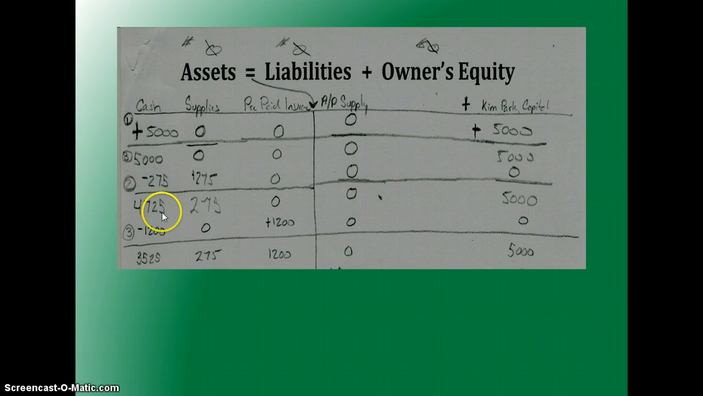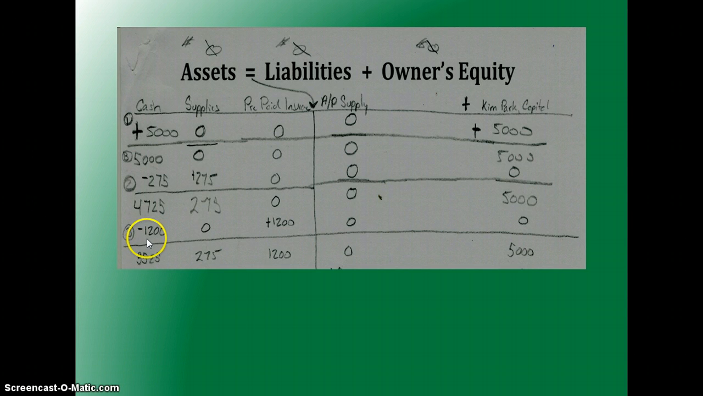Okay, let's look at these one at a time, and feel free to pause the video if you need extra time to write this down. My new balances here were 5,000, 0, and 5,000. Cash was decreased $275 for that supplies. Supplies was increased $275. Both of these happened on the same side of the equation, so it's still in balance. My new balance of cash is $4,725. My new balance of supplies is $275. And my capital is still $5,000. If you add these two up, they equal $5,000, so yes, my equation is still in balance.